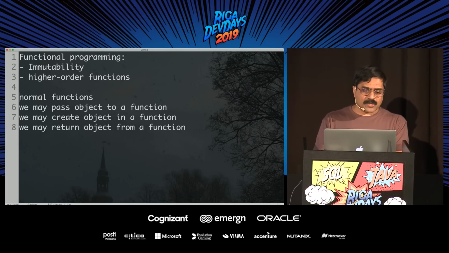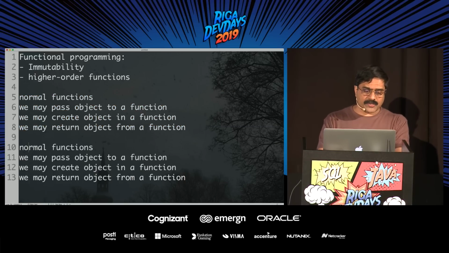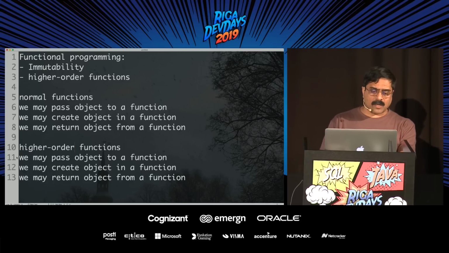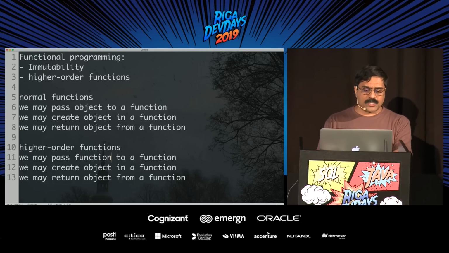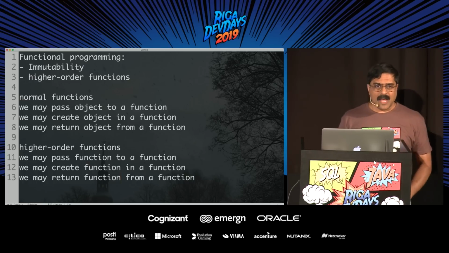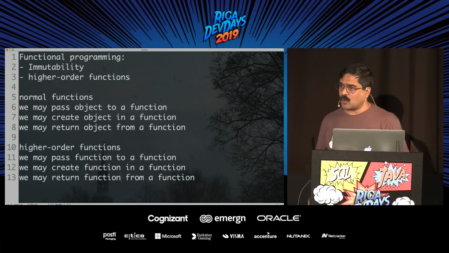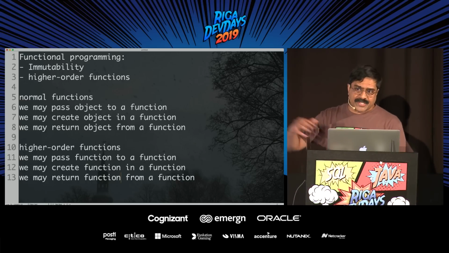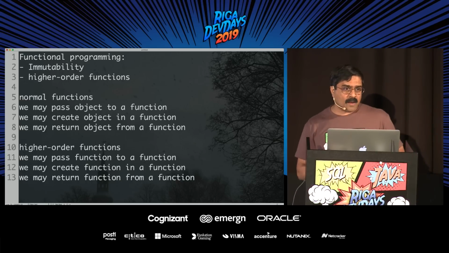Well, that takes us to what we want to call higher order functions. So what is a higher order function? A higher order function is where we may pass a function to a function, we may create a function within a function, or we may return a function from a function. And that's what makes a function a higher order function. So higher order functions have the ability to receive objects or create objects internally or return objects as well.